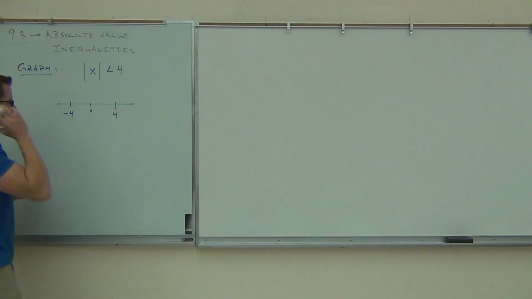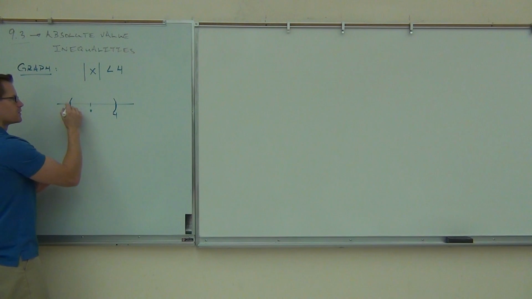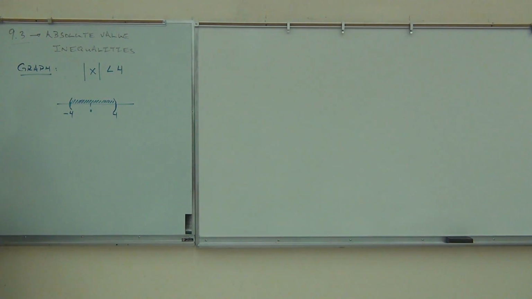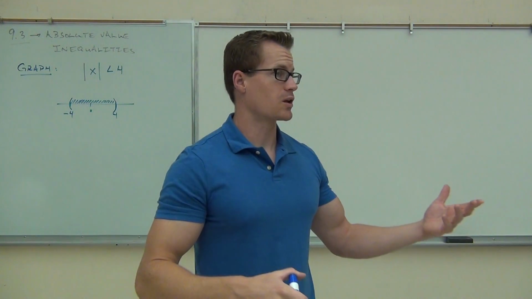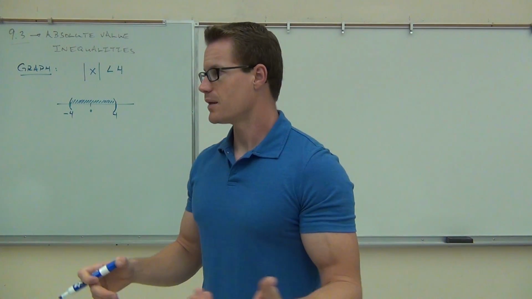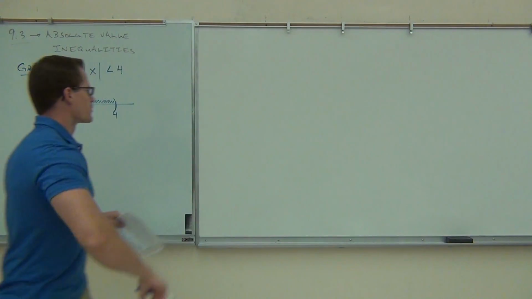So when I graph this, I'm going to use parentheses to signify that this is open. What we're talking about is this range of numbers in here. Anything between -4 and 4, but not inclusive. Why is it not inclusive? Yeah, there's no equal sign up there. Very good. Let's see if we can take this and run with it.